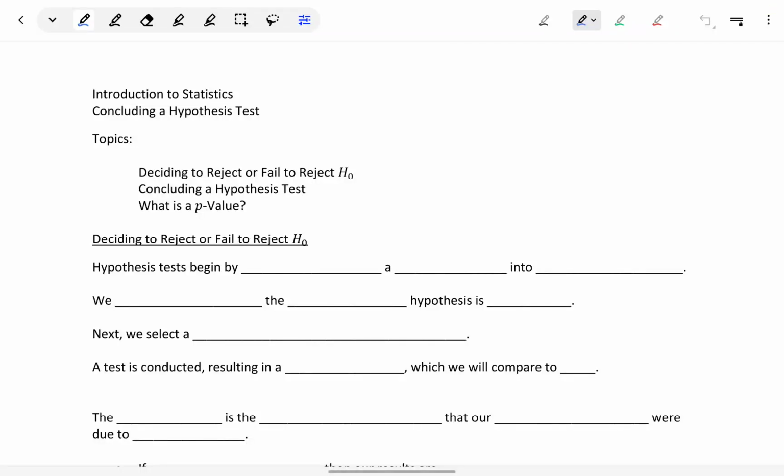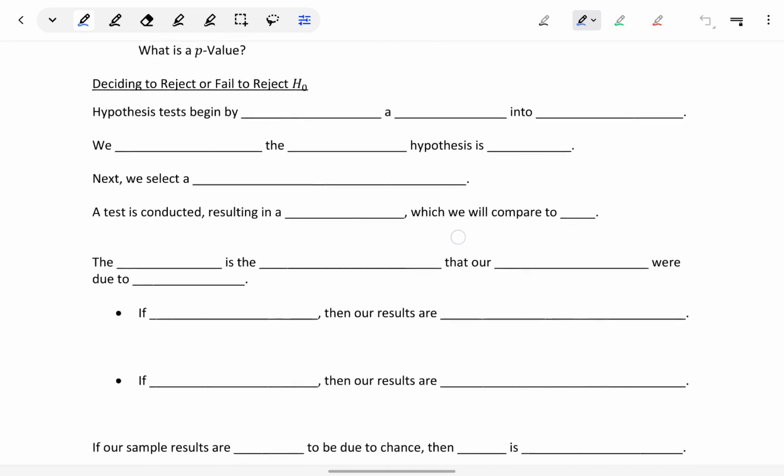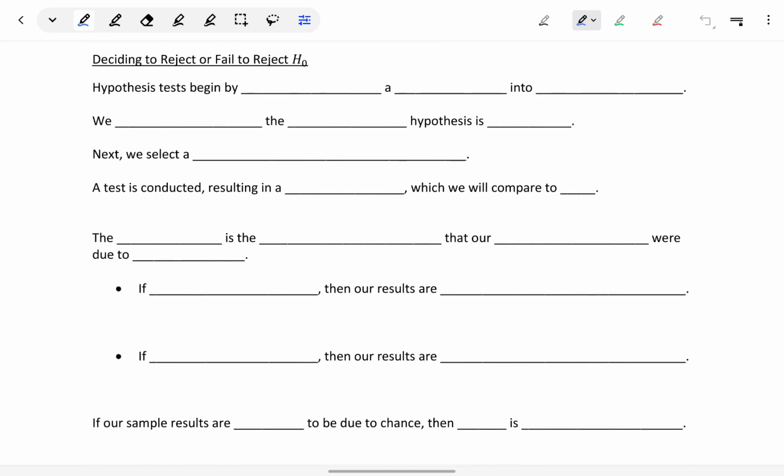We've talked about how to construct the hypotheses for a test. Now we need to talk about how we conclude a test. And then we'll circle back to the middle part where we actually conduct the calculations that let us reach these conclusions. But for now, we want to focus on how we decide to reject or fail to reject the null hypothesis, which will inform the conclusion of our test.